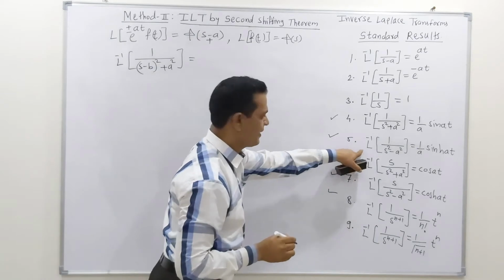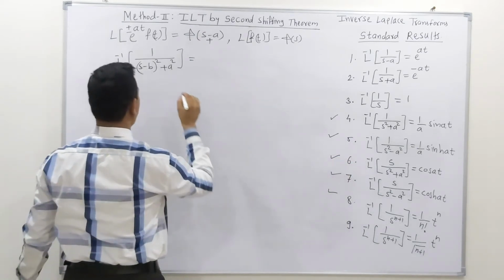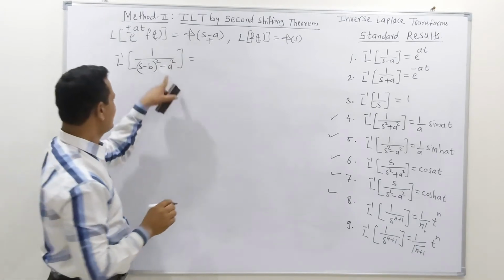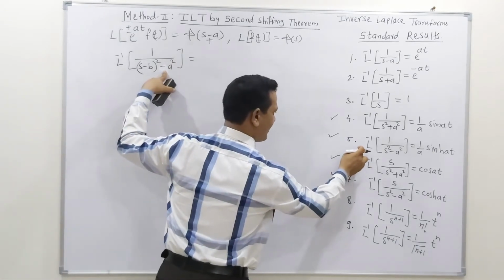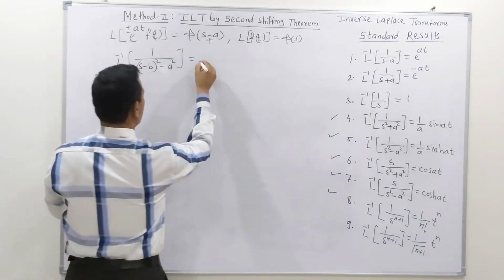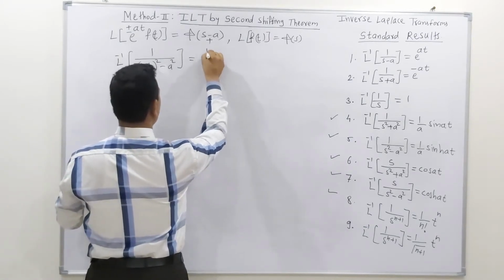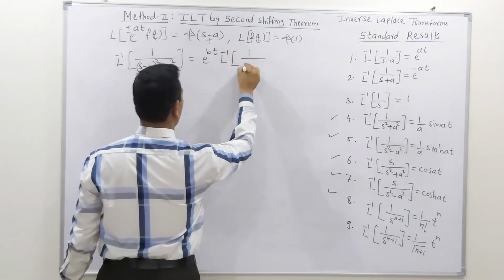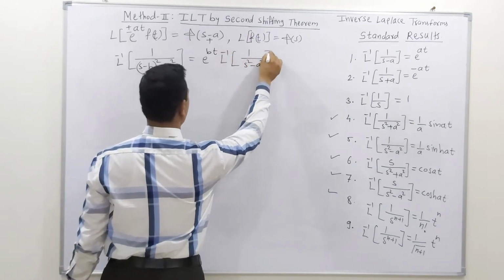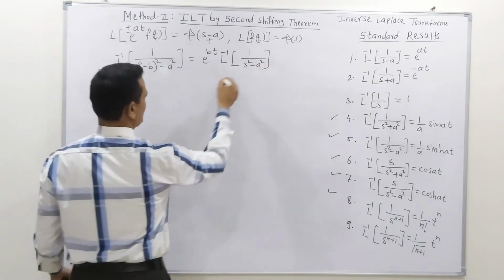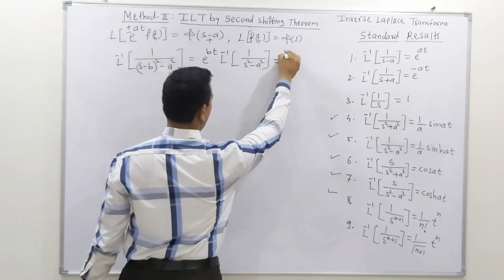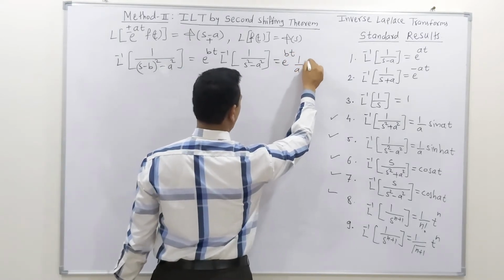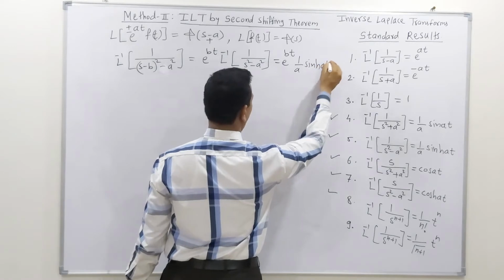Now we can apply this concept. We can write this sign as minus. If this sign is minus, then we can apply result number 5. So we can write this as e raised to bt into inverse Laplace transformation of 1 upon s square minus a square, which is equal to e raised to bt into 1 upon a into sinh of at.